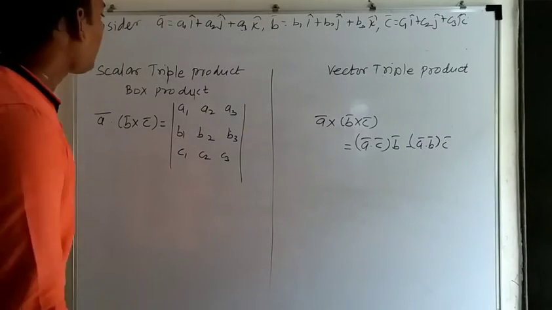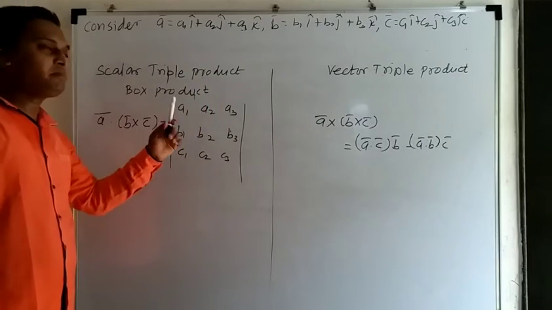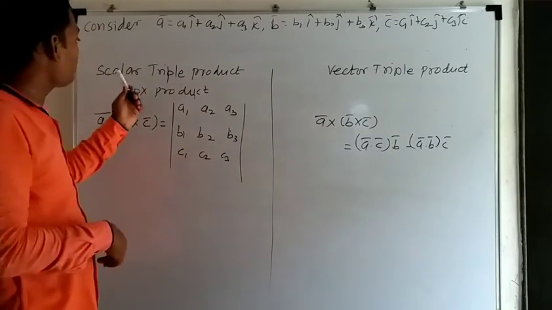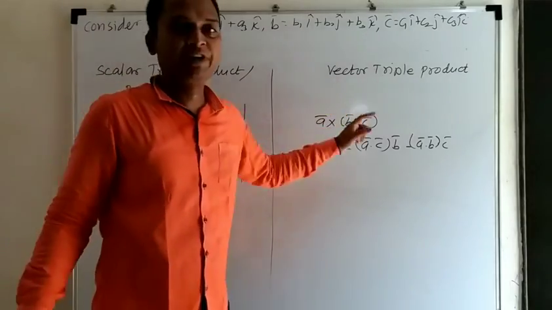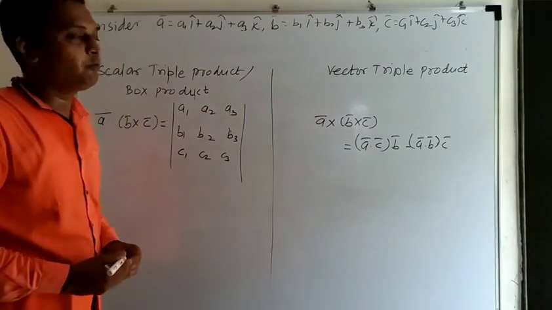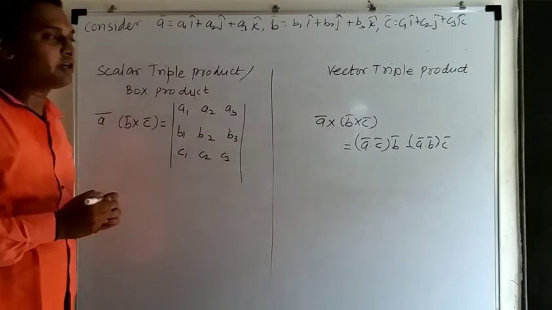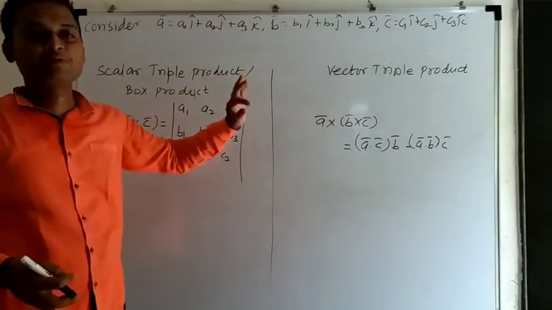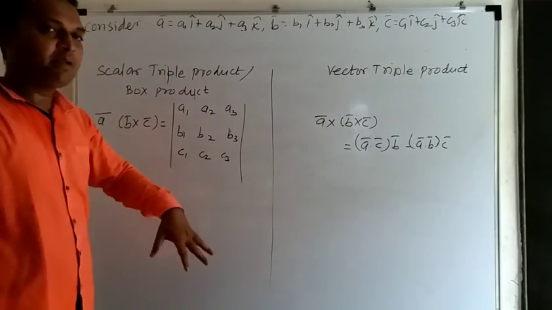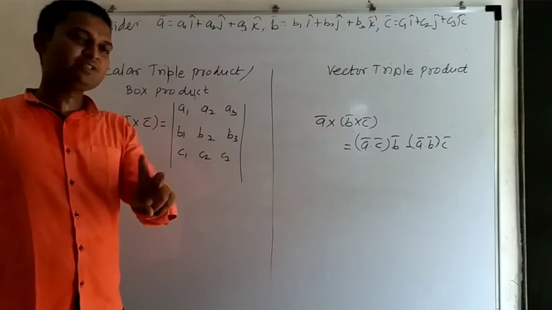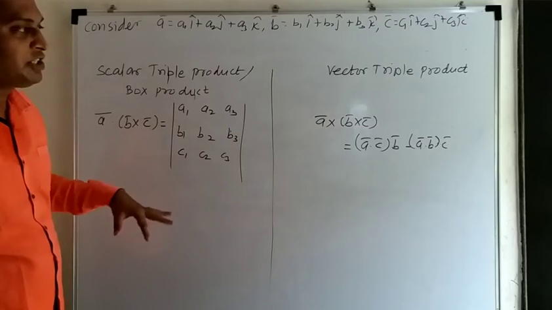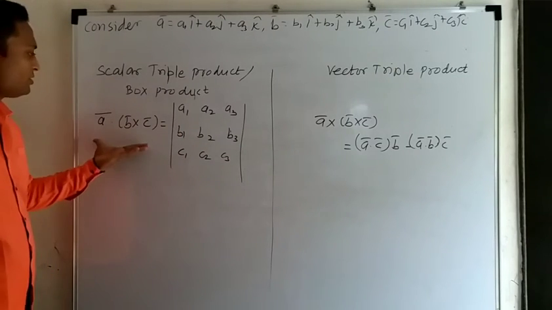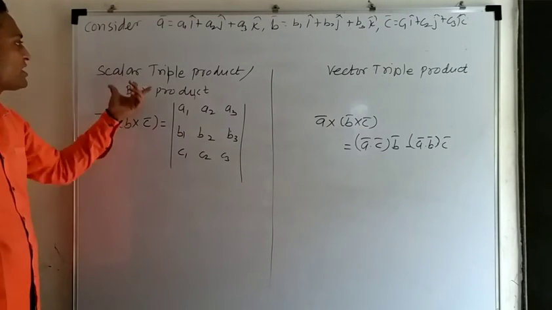The next definitions are the scalar triple product, also called the box product, and the vector triple product. One gives us a vector quantity, the other gives us a scalar quantity, and triple means we have three vectors in this product. In the previous two products, the dot product and the cross product, we have only two vectors. Here we have the product of three vectors. So this is how we write the scalar triple product.